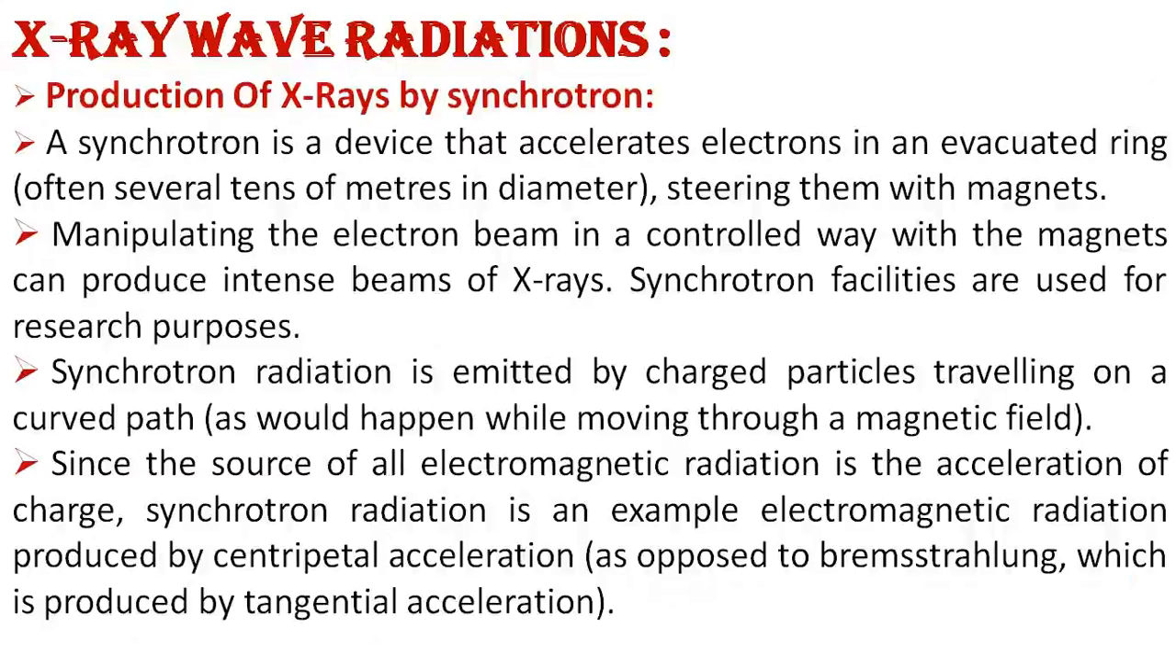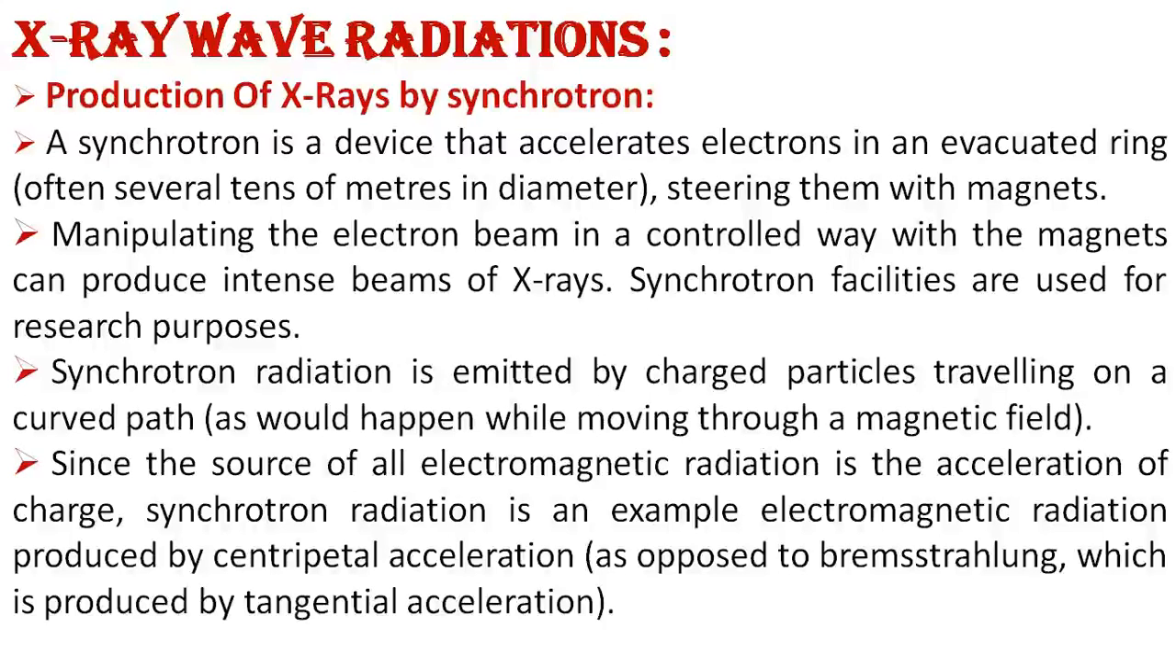The production of X-rays by a cyclotron: a cyclotron is a device that accelerates electrons in an evacuated ring, often several tens of meters in diameter, steering them with magnets. Manipulating the electron beam in a controlled way with the magnets can produce an intense beam of X-rays. Cyclotron facilities are used for research purposes. Cyclotron radiation is emitted by charged particles traveling on a curved path, as happens while moving through a magnetic field.